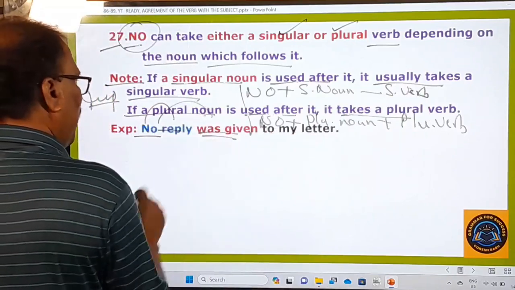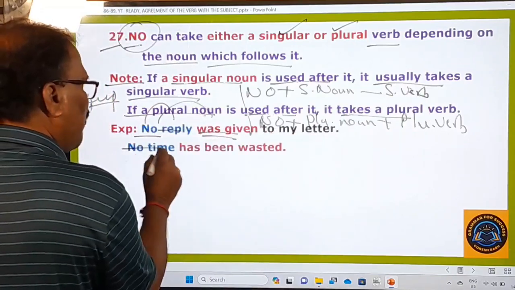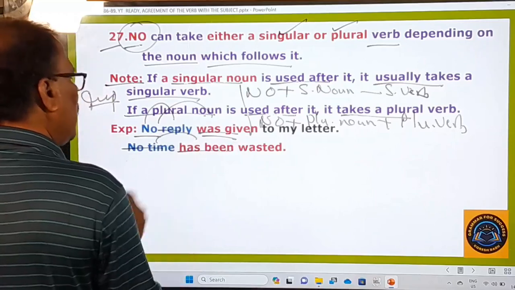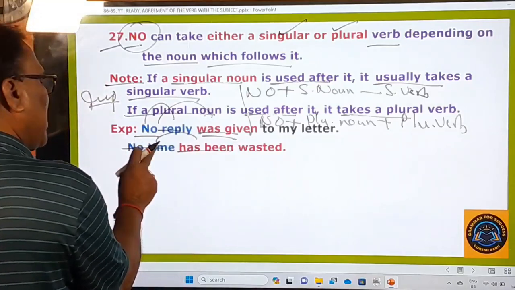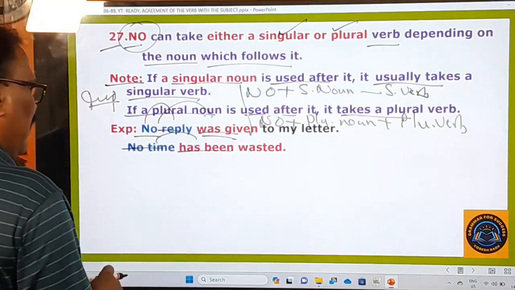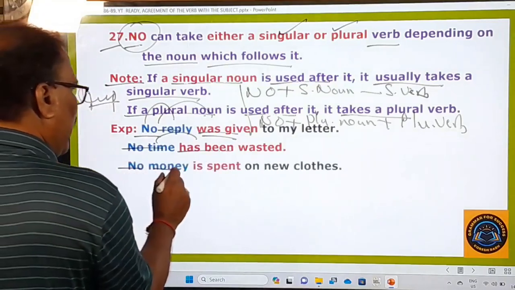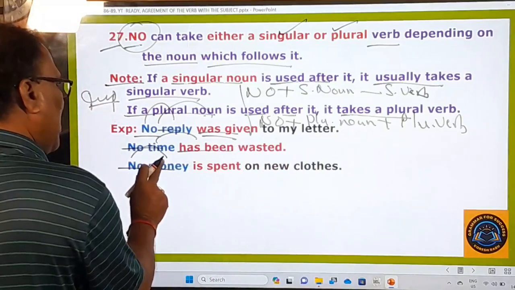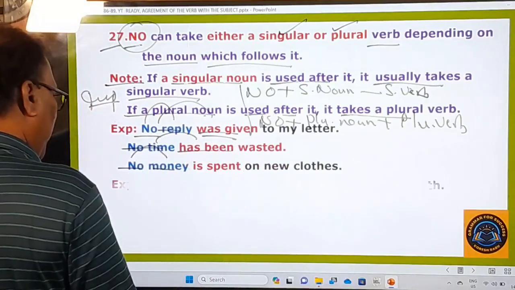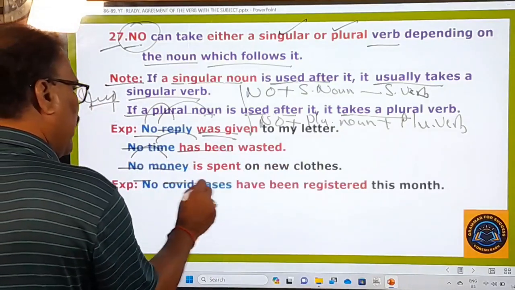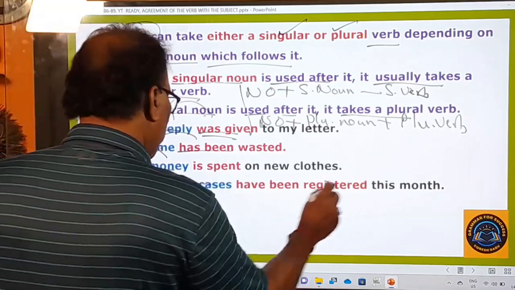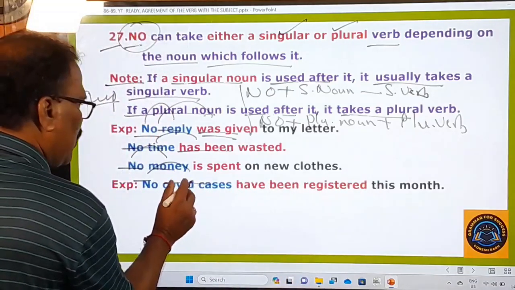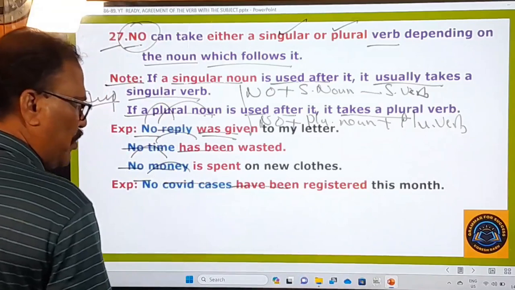No time has been wasted: no plus singular noun, so a singular verb is used. No money is spent on new clothes: no money, no plus singular noun, singular verb. And now, no COVID cases have been registered this month. After no, a plural noun is used here, therefore a plural verb is used.